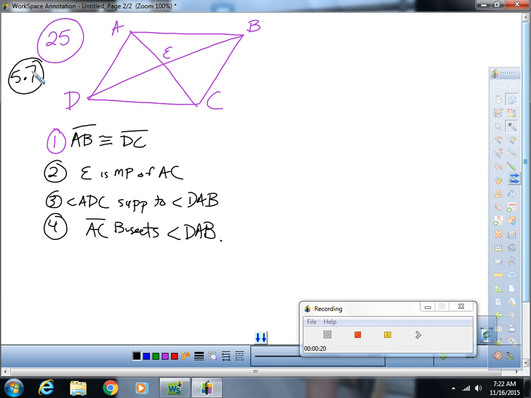So, in a parallelogram, are opposite sides congruent? So that one is true. In a parallelogram, do the diagonals bisect each other? That makes E the midpoint of what? Good, both of the diagonals. So that's true. Angle ADC is supplementary to angle DAB. Would you consider those to be consecutive angles? They're same side interior or consecutive in the parallelogram?